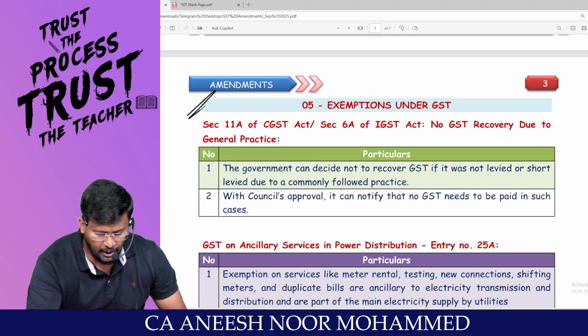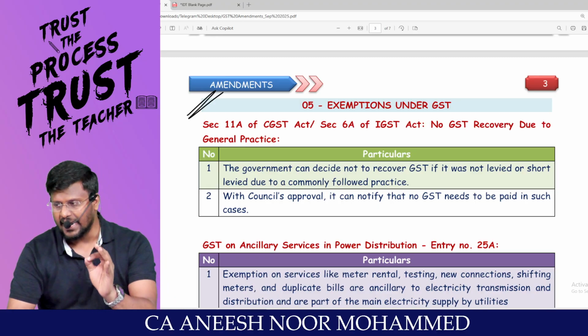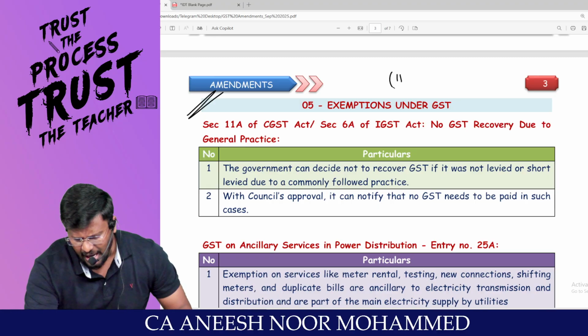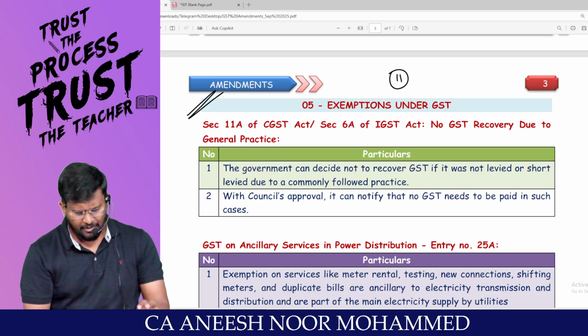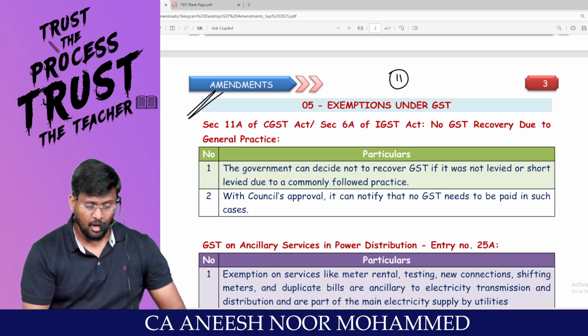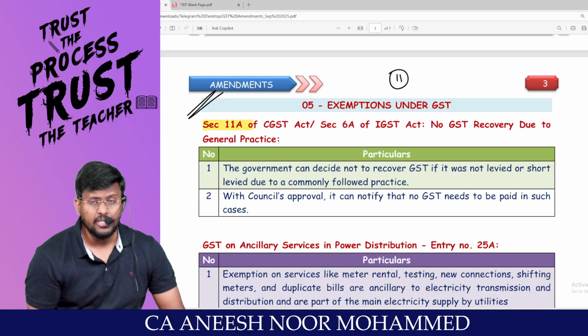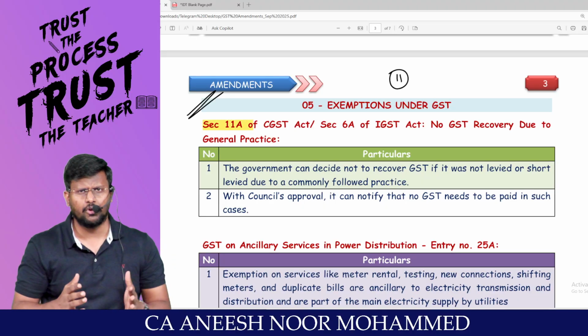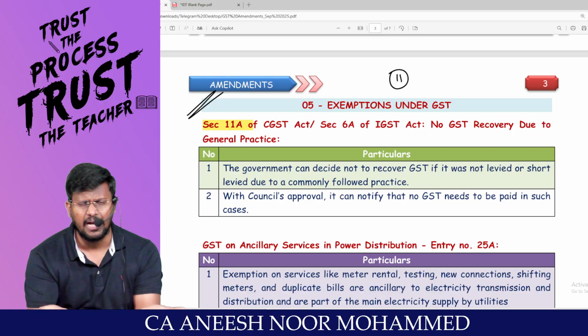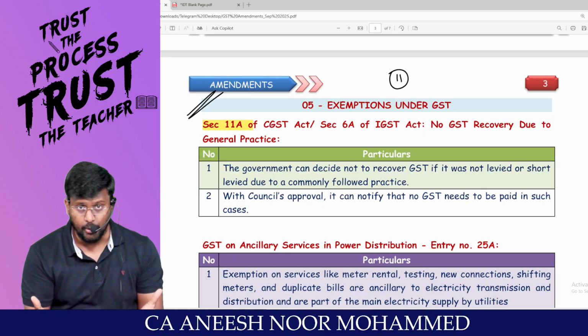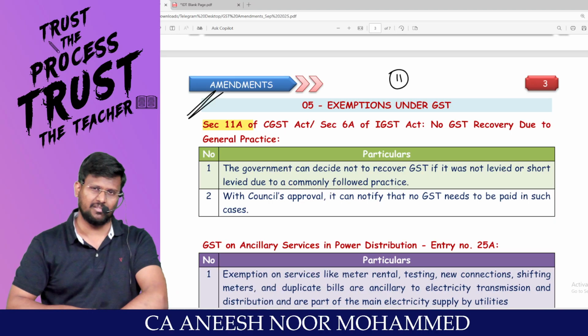Fantastic to the core. I'm moving into the next one called exemption from GST. We have Section 11, right, sir? This is a beautiful section that has been added. Always we say that the GST department is only for the favor of the department. They will never favor the assessees. Now the department is also showing so much mercy on the taxpayers.